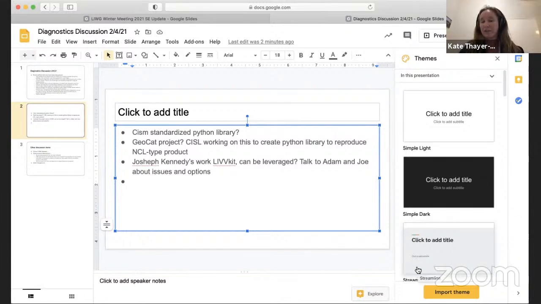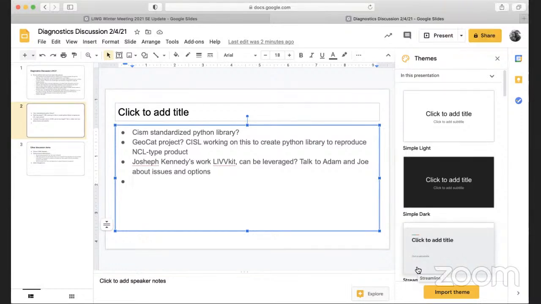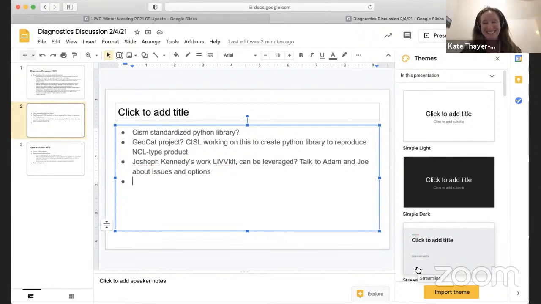Sorry, Heiko, I hope I didn't just talk over you. No, this was a hand that was still up from before. Oh, okay, good. No worries. All right, fine.